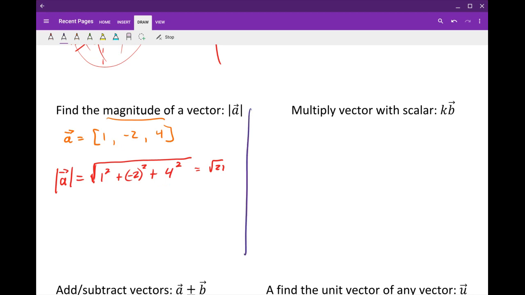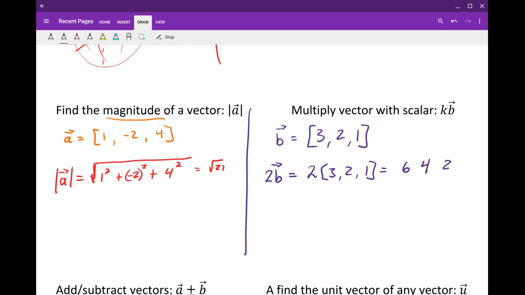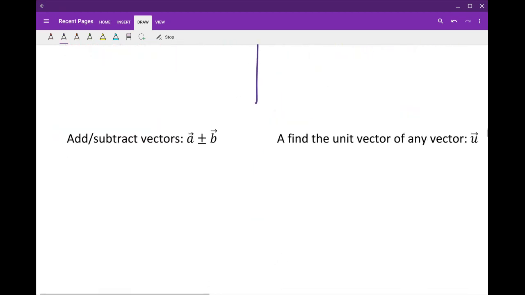All right. Multiplying a vector with a scalar. Let's say I've got a vector b that's 3, 2, 1, and I'd like to figure out what 2b is. Well, it's just 2 times 3, 2, 1, written like that. And guess what? It's just going to be 6, 4, and 2. It's that easy, right?